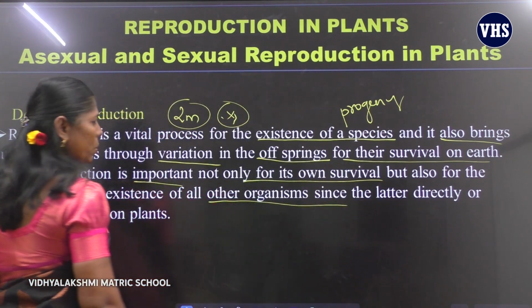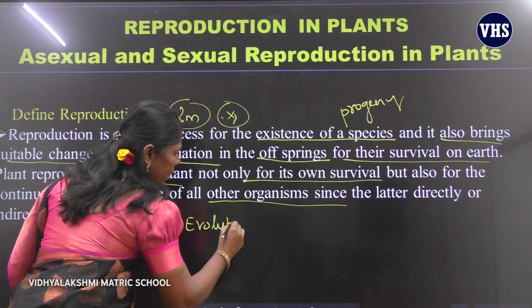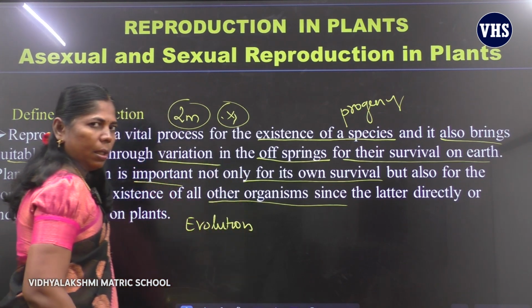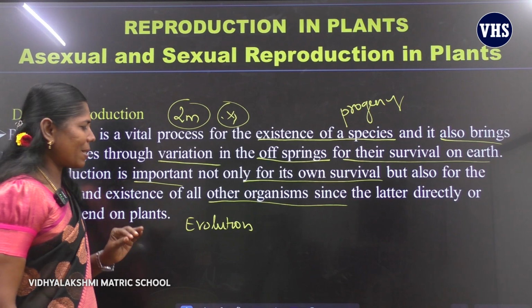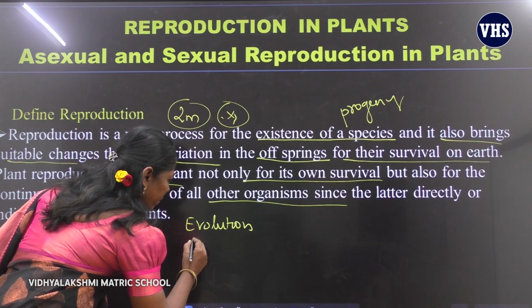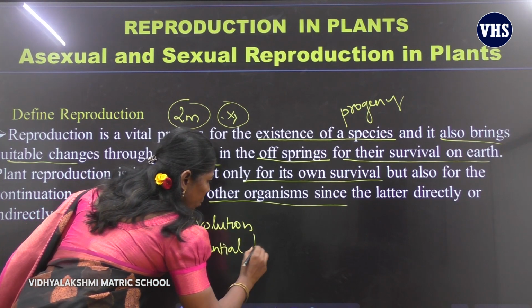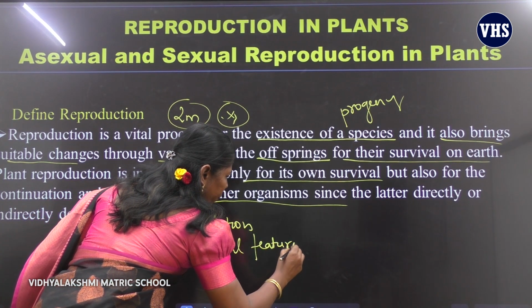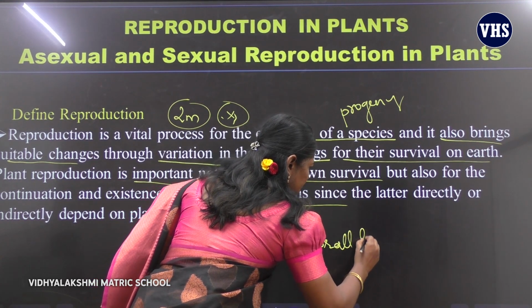And another one, if you see what the uses are, that is used for evolution. It is very, very important for evolution. Okay? Similarly, the important feature is that this is an essential living feature. Okay, it is a very, very essential feature for all living organisms. Okay?